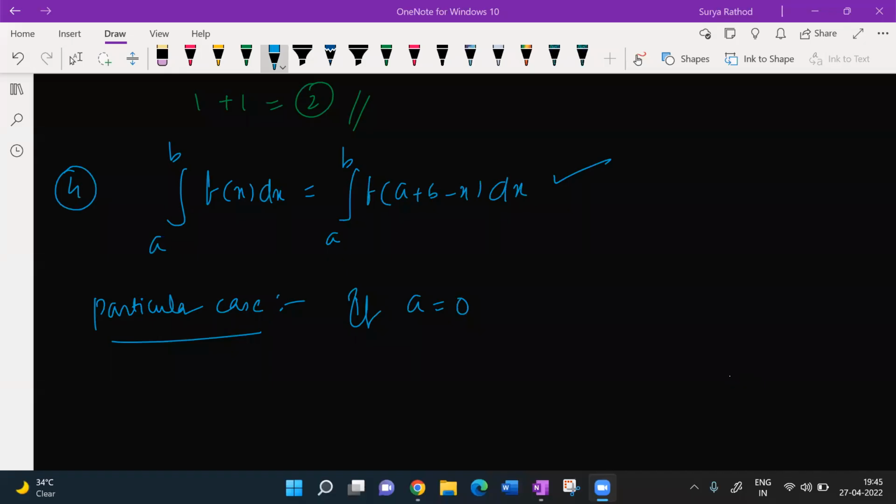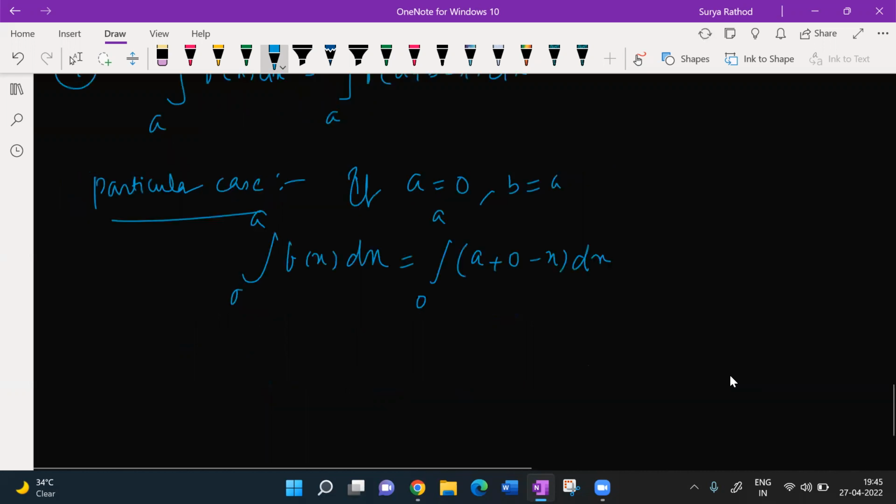If A is equal to 0, we have a particular case here. For the fourth property, we have a particular case. What is that particular case? If we have A equal to 0 and B equal to A, then what happens? The integral from 0 to A of f(x) dx is equal to the integral from 0 to A of f(x) dx plus the integral from 0 to A of f(0 minus x) dx. So this is what you get.